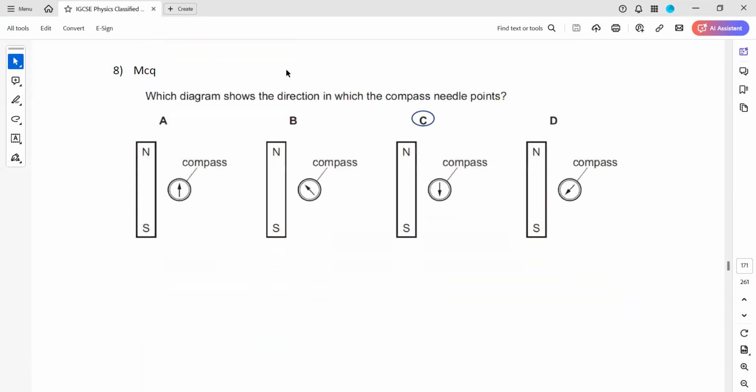Question 8. Which diagram shows a direction? The compass needle always points in the direction of a magnetic field. And we know the direction of a magnetic field is from north to south. So this is a wrong direction. If you draw north to south, this is also a wrong direction. If you draw north to south, this is a correct direction. If you draw north to south, this is a wrong direction. So C is the valid answer.